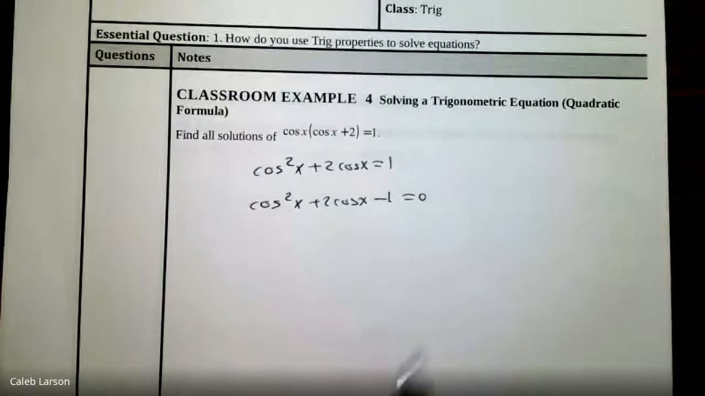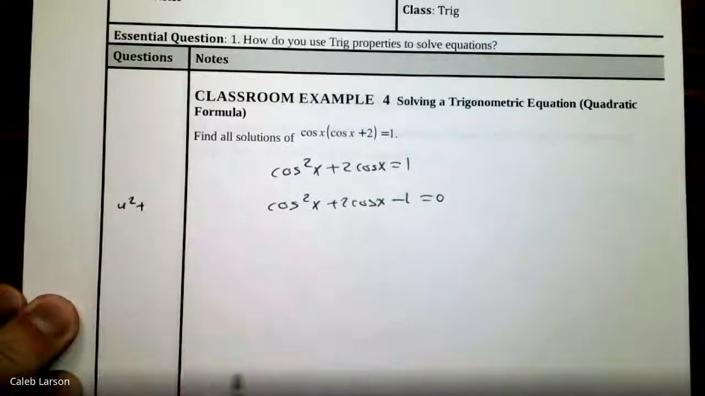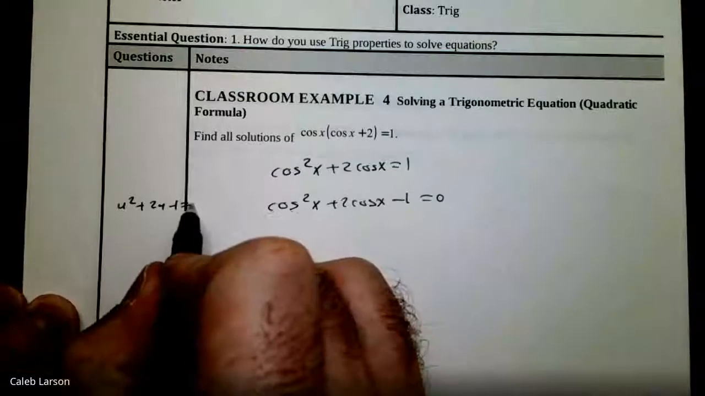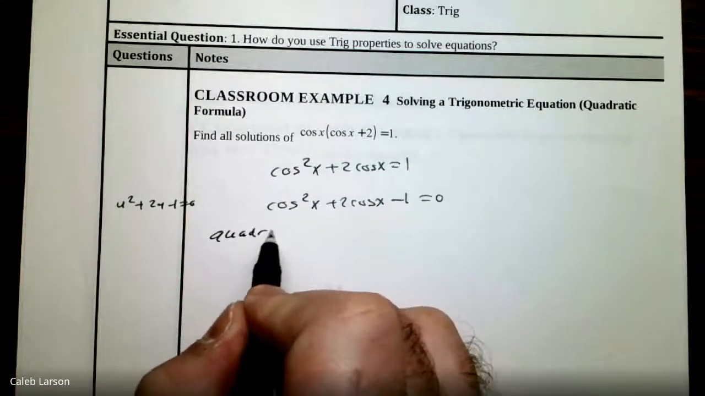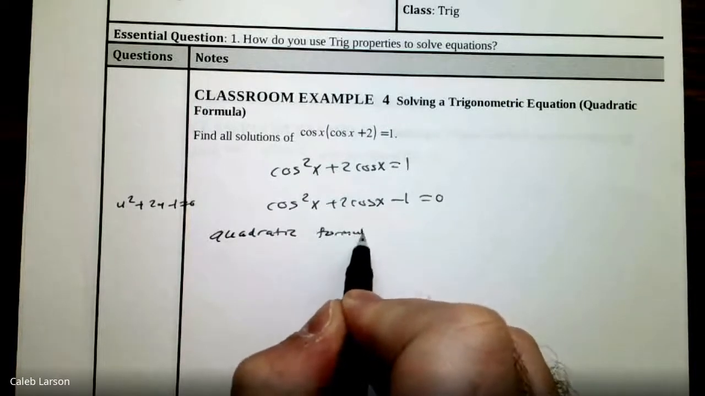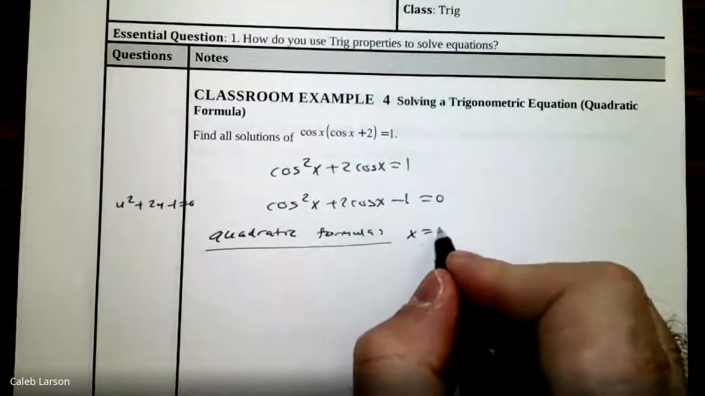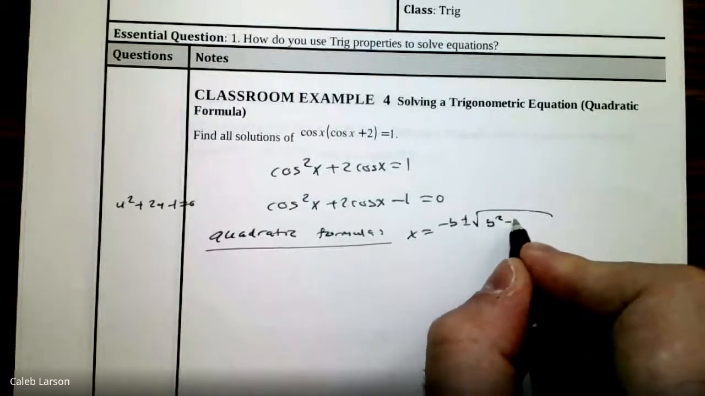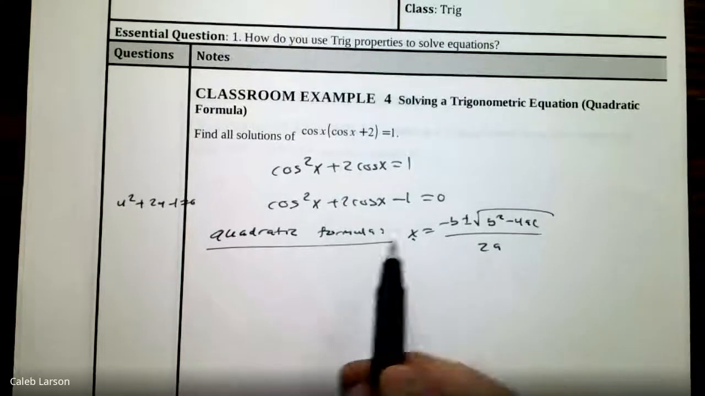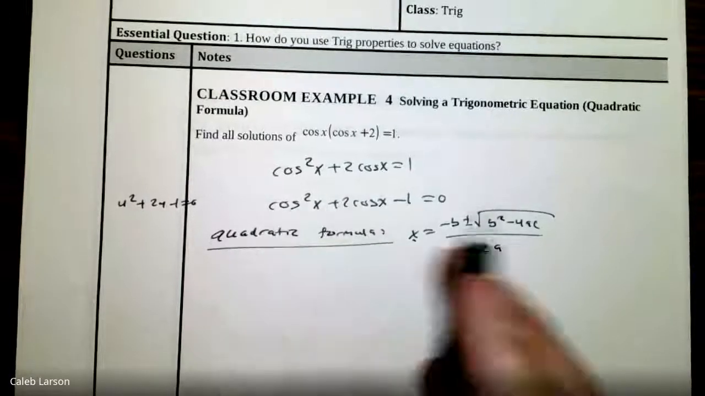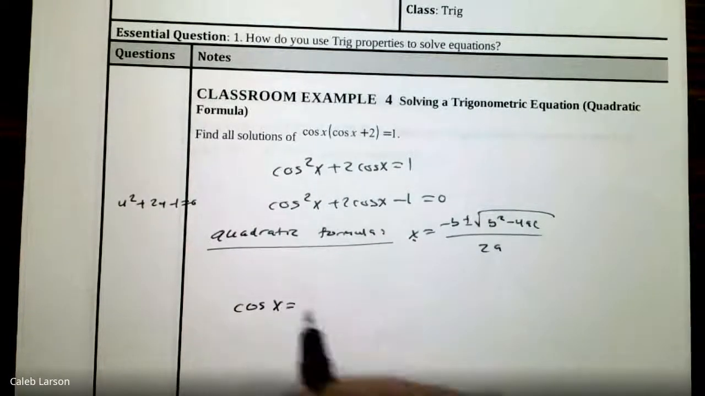Okay, you end up with something of the form u squared plus 2u minus 1 equals 0, okay? And if you think about factoring that, you need two things that multiply to -1 but add up to 2, which is not something that you can actually factor, okay? And so we're going to use the quadratic formula. Now you probably learned a song to remember this, but we know it's x equals negative b plus or minus the square root of b squared minus 4ac all over 2a. Now instead of using x, we're going to use our variable as the cosine of x here.